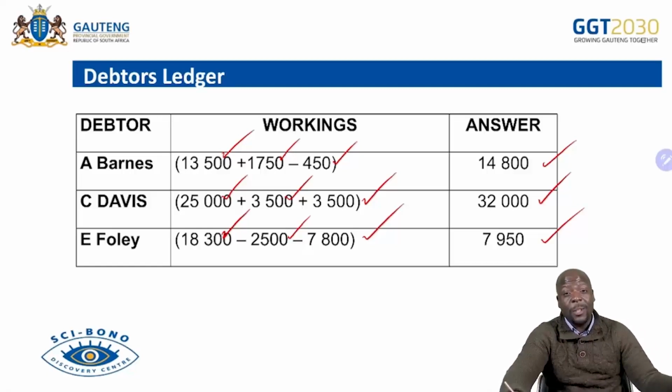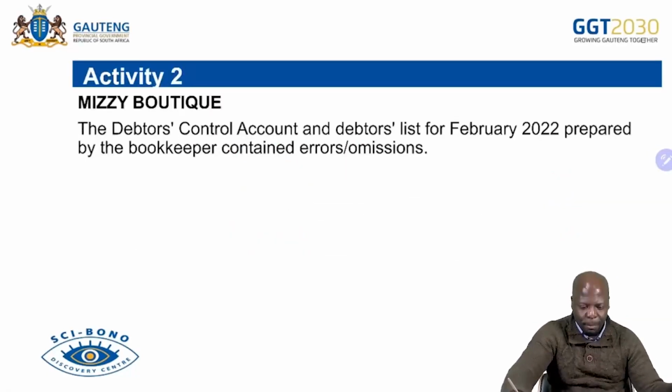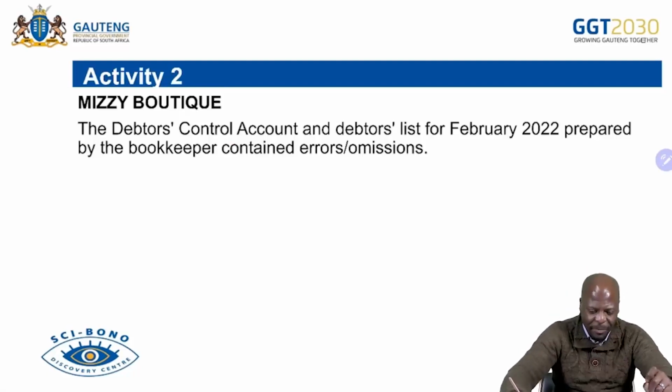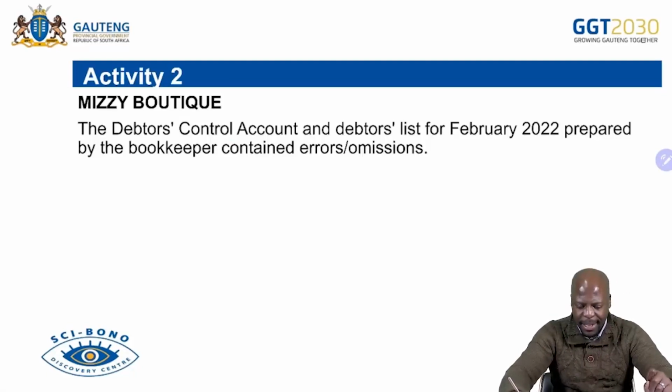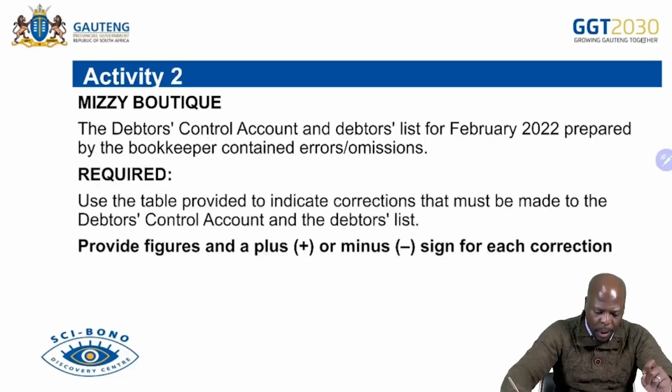I know you are eager to do activity number 2. Without waste of time, let's dig in. Activity number 2, Mizi Boutique. That's a beautiful name, Mizi Boutique. It says, the debtors control account and the debtors list for February 2022 prepared by the bookkeeper contained errors and omissions. And then required. Use the table provided to indicate the corrections that must be made in the debtors control account and the debtors list.